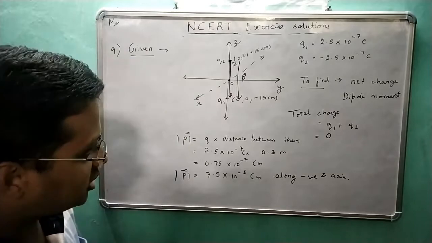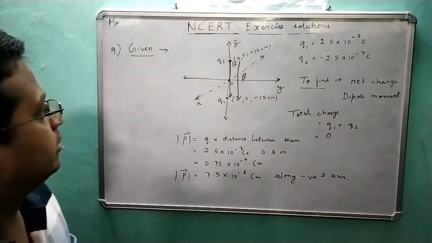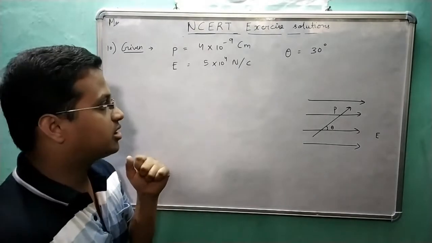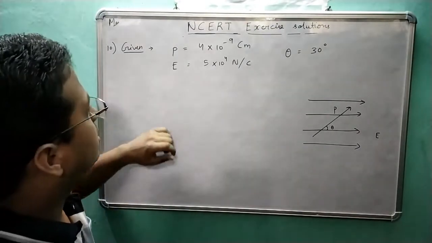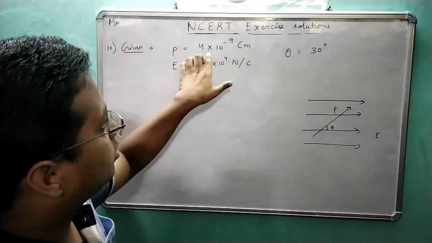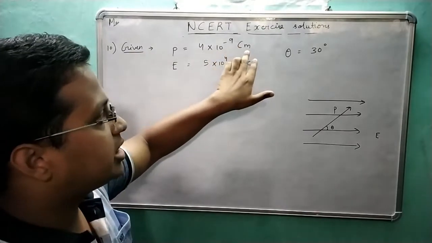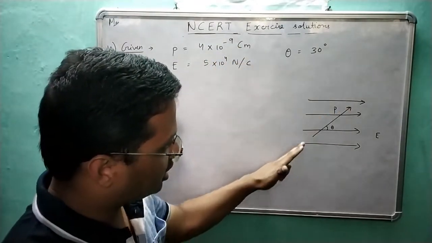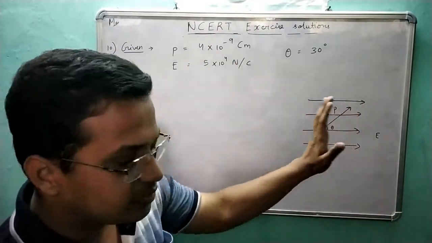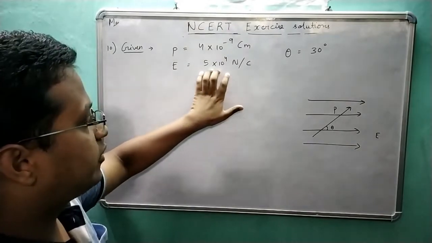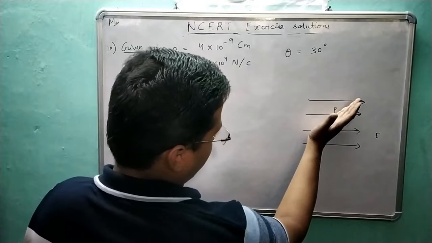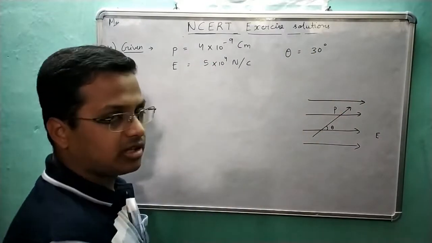Alright, so let's proceed to the next one. In the next question, that is the 10th one, it is given that we have a dipole of dipole moment 4 into 10 to the power minus 9 coulomb meter. So let it be something like this, and it is placed in an electric field. So there is a uniform electric field of magnitude 5 into 10 to the power 4 Newton per coulomb, and the angle between dipole moment and electric field is 30 degree.